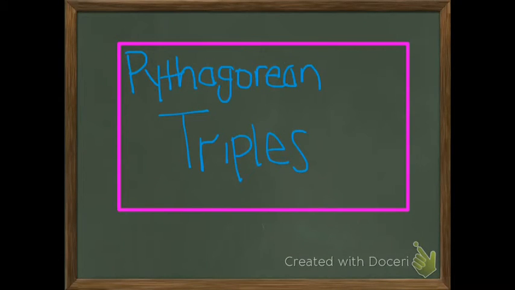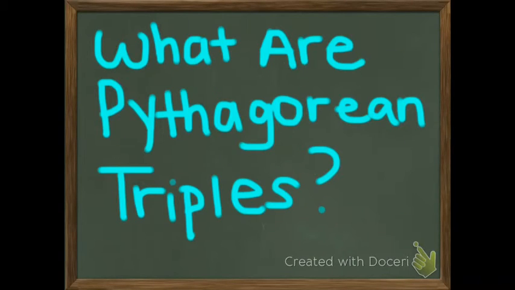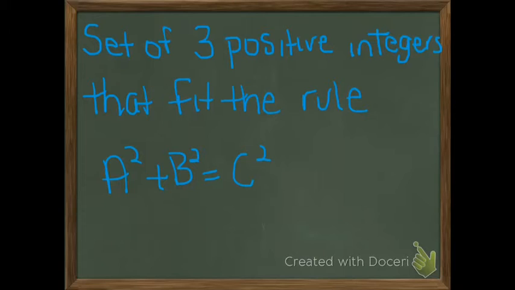Pythagorean triples can save you a ton of work and come in handy during the NJ Ask. So what are Pythagorean triples? Well, if you must know, Pythagorean triples are a set of three positive numbers that fit the rule a squared plus b squared equals c squared.